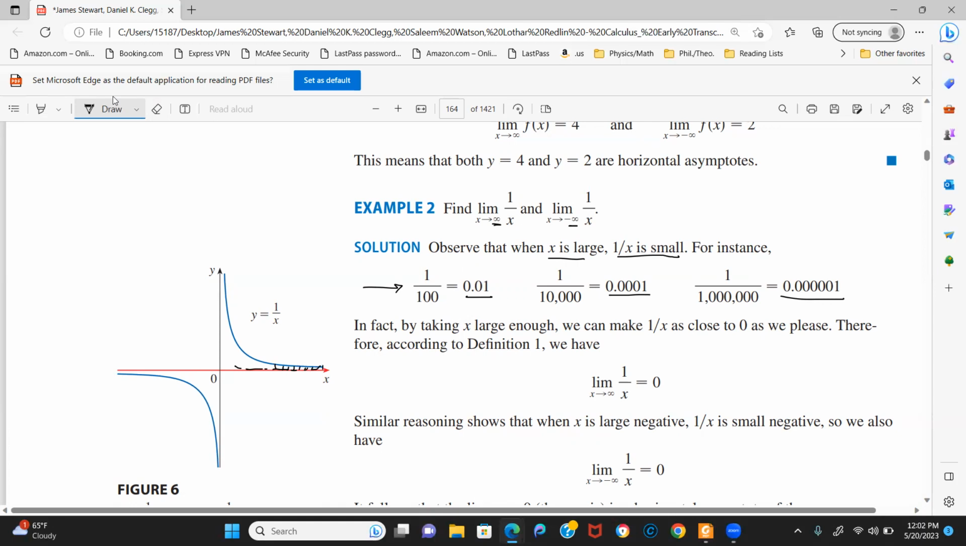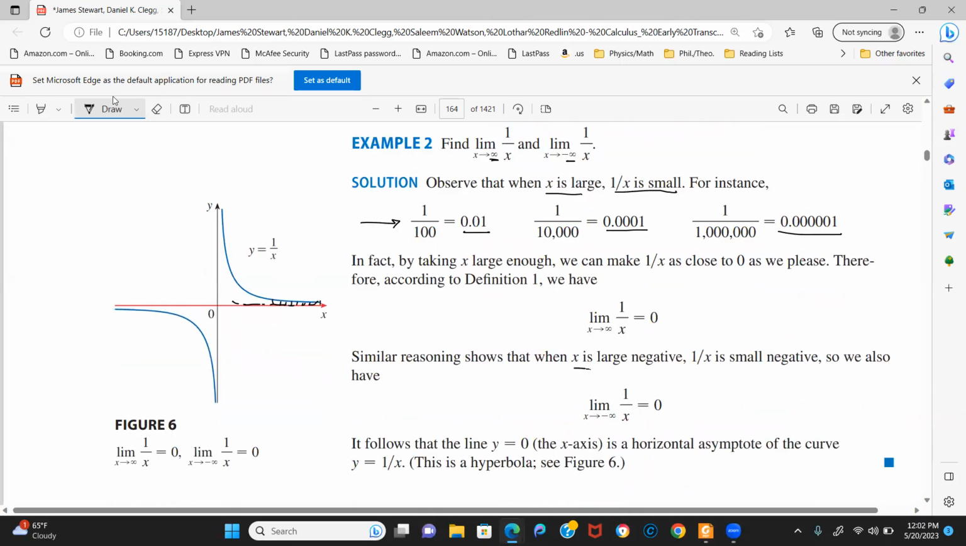And the same thing is true when x is a large negative number: 1 over x is a small negative number. So these limits are both 0. So y equals 0, the x-axis, is a horizontal asymptote of the curve y equals 1 over x.